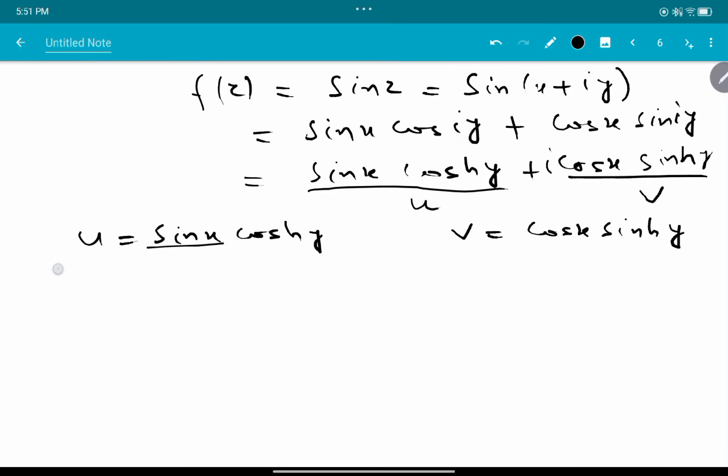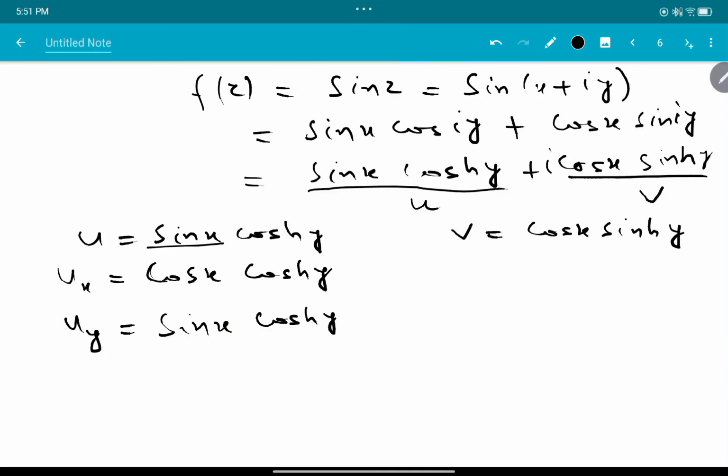Now, what about ux? Ux will be equal to, differentiating with respect to x, keeping y constant, cos x cosh y. Uy, when we differentiate it with respect to y, we have to keep x constant, so it will be sin x times the derivative of cosh y, which becomes simply sinh y. You need not worry about the sign here. That is the advantage.